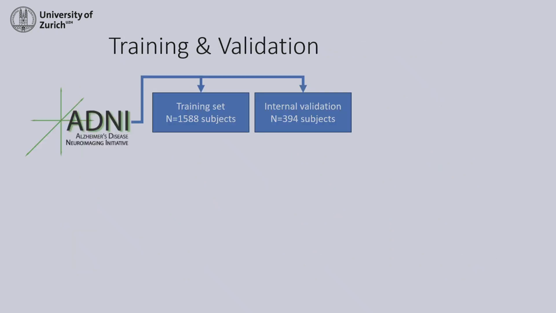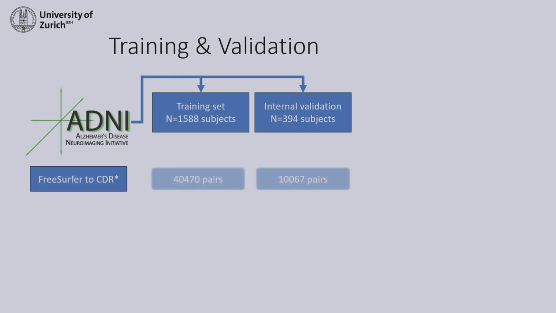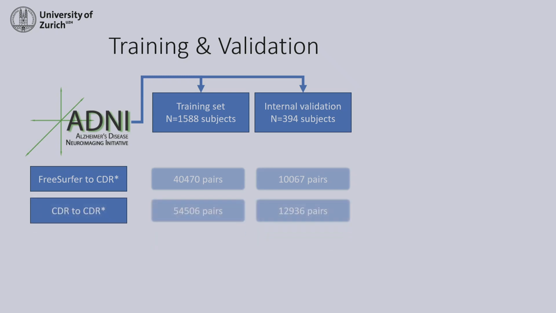Then we separate EDNI into a training and validation set based on subjects, because we don't want to have images from the same subject in both the training and the validation set. That's leakage, you can never do that. So we have a 20% split, and then we have 4 domains here. The first is what we call FreeSurfer to CDR: given a FreeSurfer estimate, what's the CDR at multiple points of time in the future.